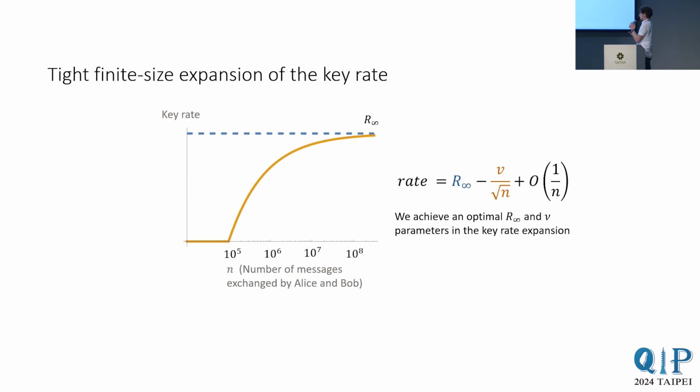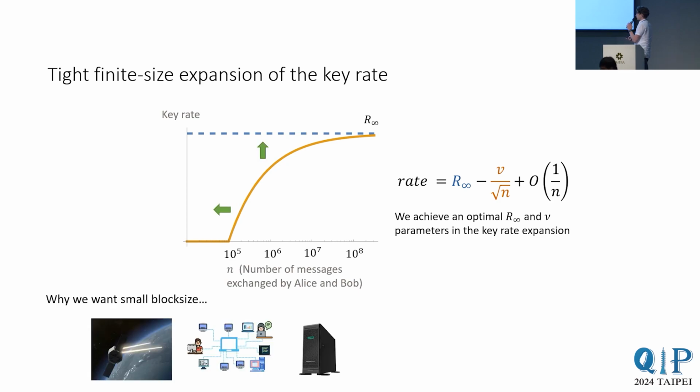But then there will be some finite size corrections, usually going as 1 over square root of n, that will decrease the key rate. And of course, for a given block size, you want to get as much key rate as possible. But by moving the curve up, we see that we're also moving it to the left. In particular, by decreasing the finite size corrections, the minimal block size at which you start getting a positive key will be smaller. And this is actually very important for practical applications.